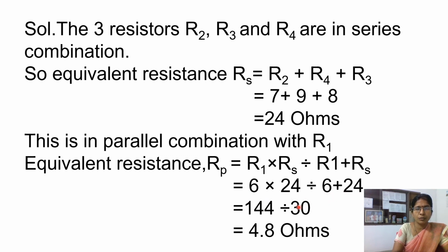6 into 24 is equal to 144. 6 plus 24 is equal to 30. So it is 144 divided by 30, which is equal to 4.8 ohms.